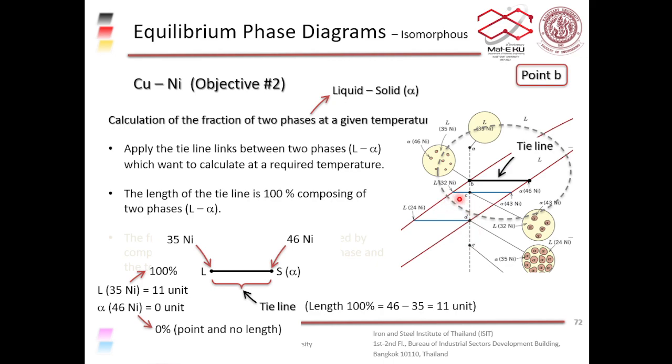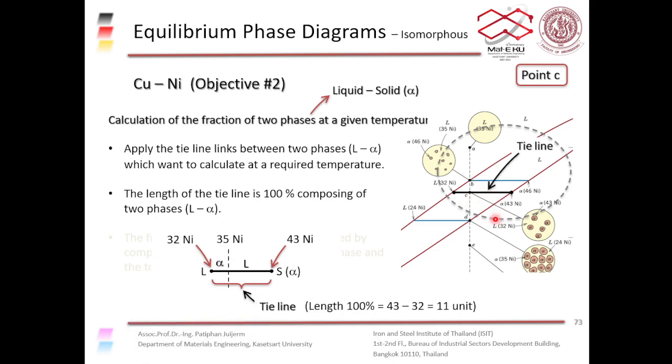And when we get to temperature C here, you can see that there's 72% liquid, right? The amount of liquid is 72%, and in that liquid, we have 32% nickel, right?